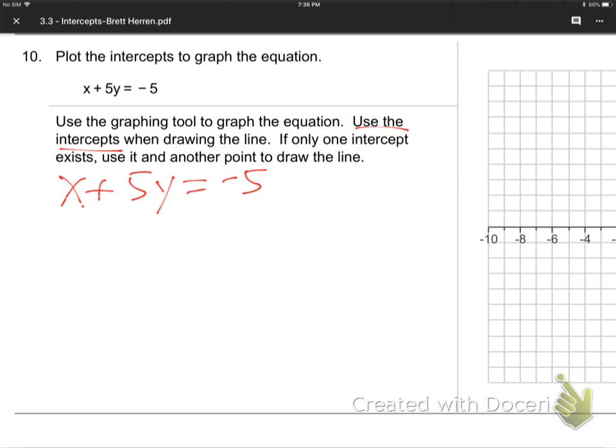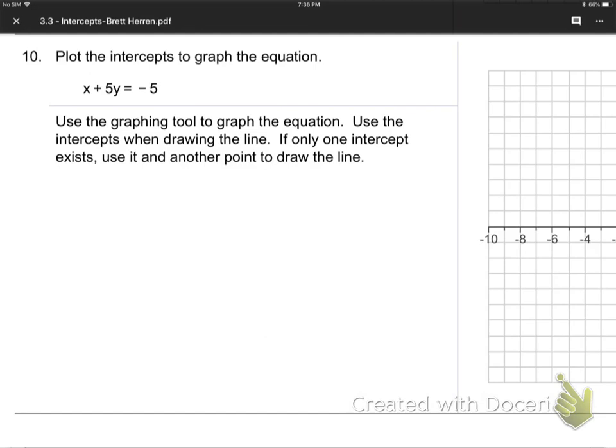Let me show you their method, though, because they're going to make you do it their way because they'll know which 2 dots you're putting on there. So let me show you what I mean. So here's the other way. Let me go back and put it here. Okay, here's the way. So I'm going to graph by the intercepts.